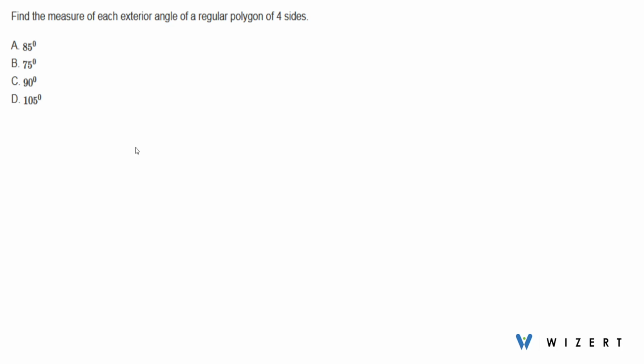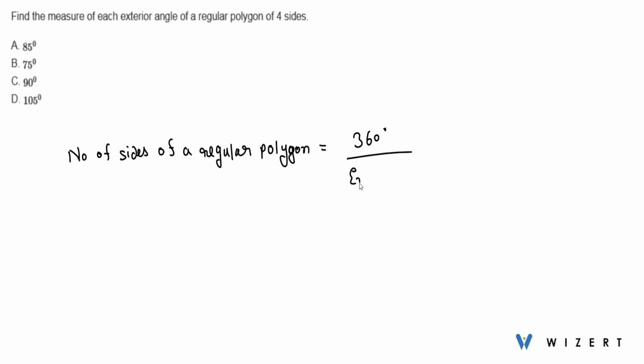And we have such a formula. The formula is that the number of sides of a regular polygon equals 360 degrees upon the value of each exterior angle. Now, in the case of a regular polygon, each exterior angle is equal.